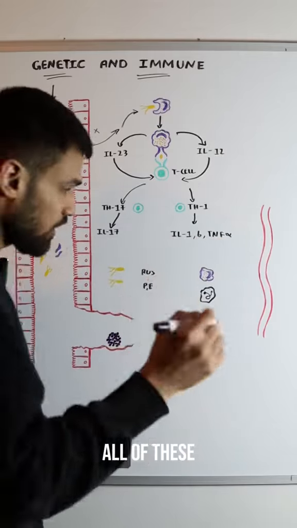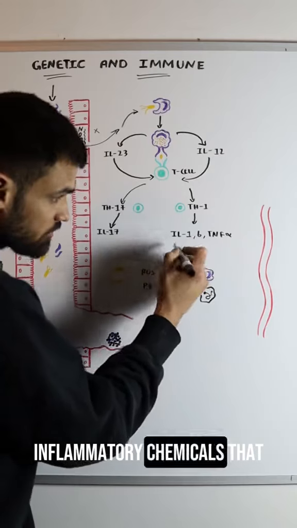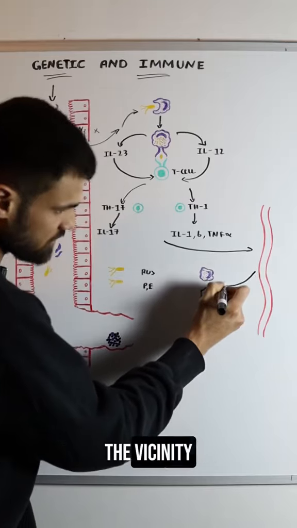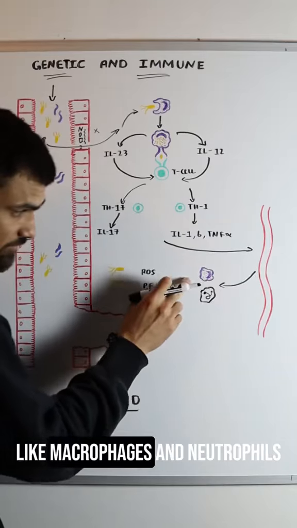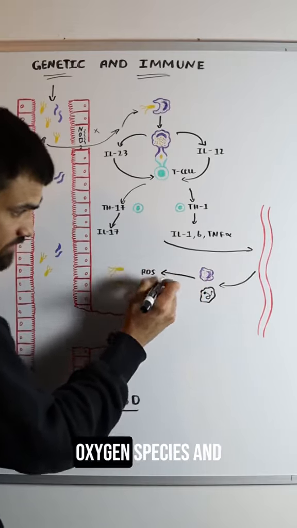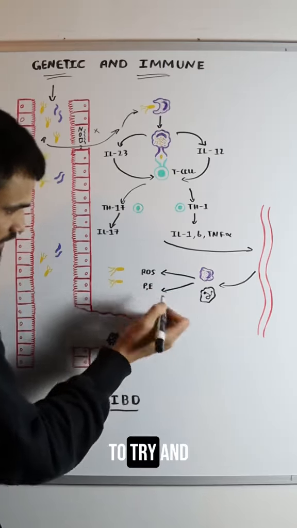Now here's the problem. All of these cytokines are pro-inflammatory chemicals that go and work on the nearby blood capillaries and bring more immune cells into the vicinity. And all of these immune cells, like macrophages and neutrophils, release a lot of the toxic chemicals such as reactive oxygen species and proteolytic enzymes to try and kill the bacteria.